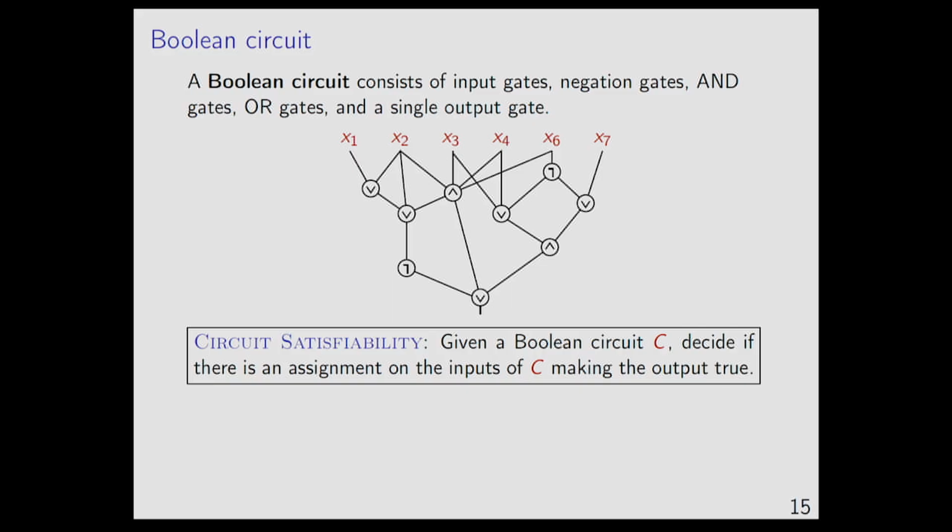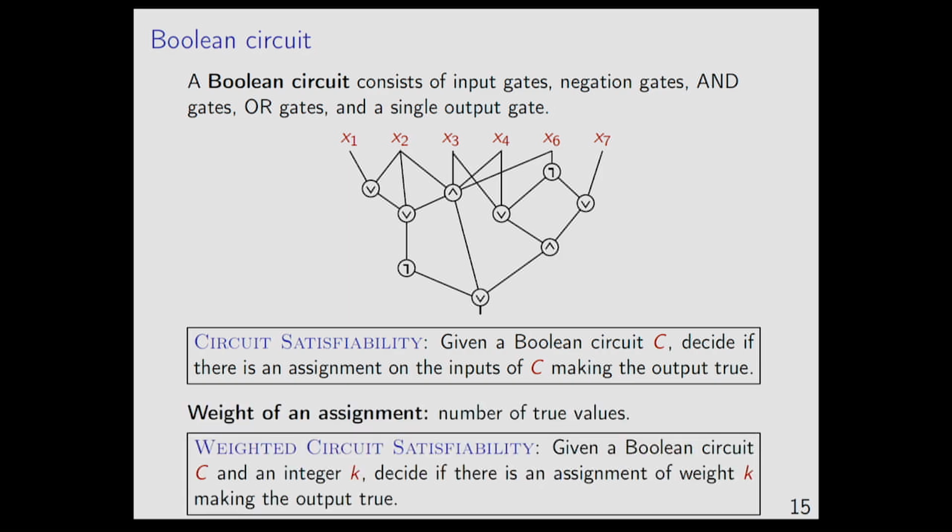So what is circuit satisfiability? Given a Boolean circuit C, decide if there's an assignment on the inputs of C making the output true. That's basically circuit SAT. What is the weight of an assignment? In parameterized complexity, we need some parameter. Of course, there are some obvious parameters. One obvious parameter is the size of the circuit. But the other parameter that we use is the weight of an assignment, which is the number of variables that you set to 1. So it's like k. Do you have an assignment of weight k?